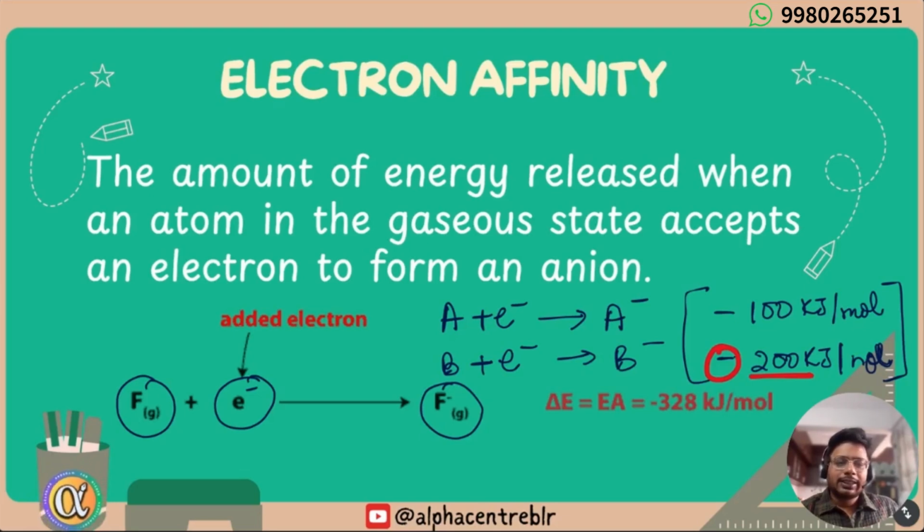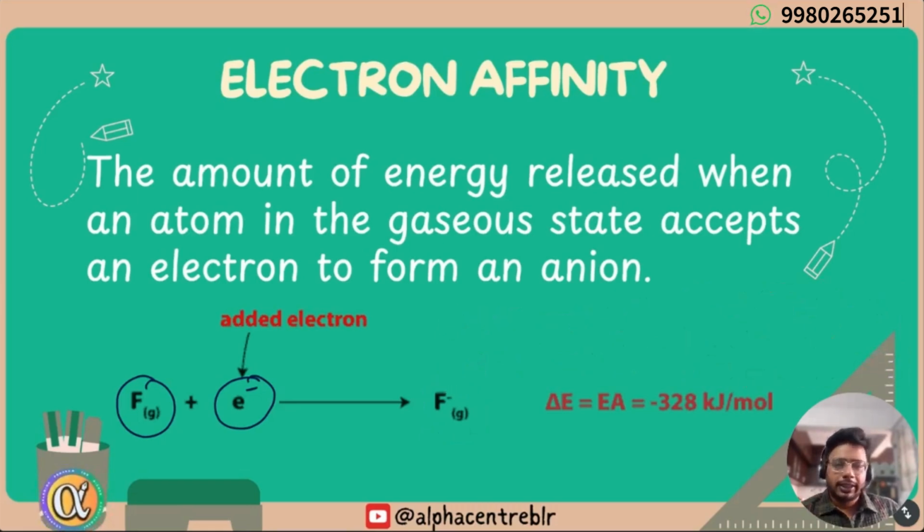So energy released has a negative value. That minus sign is only conventionally telling you that energy is getting released. That has got nothing to do with the quantity. So we don't look at it arithmetically, that minus 200 is smaller than minus 100. We just take the value for comparison. Make sense? Okay. So briefly speaking, higher electron affinity means it has more negative value of electron affinity.